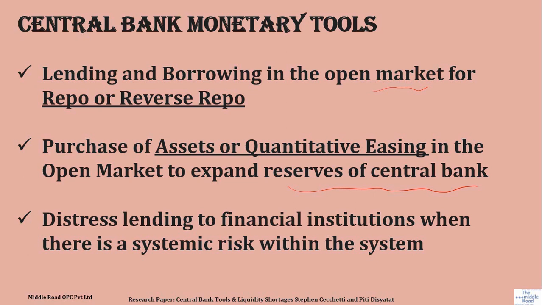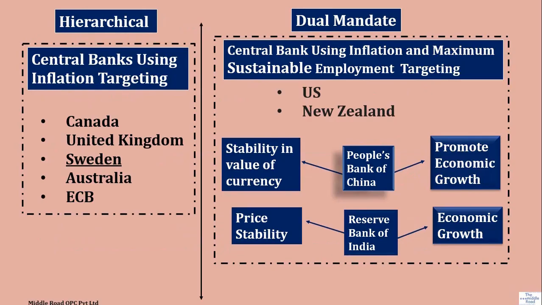The central bank has many other tools for regulating money or liquidity within the system. Here I was talking about the mandates. These are the central banks that are only targeting inflation. That is their top agenda, and they could look at others also. So these are Canada, United Kingdom, Sweden, which is the oldest central bank in the world, Australia, and the ECB, European Central Bank. Whereas dual mandates, which I talked about, cover sustainable employment and inflation. That's the US and New Zealand.